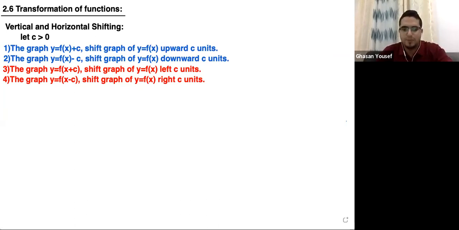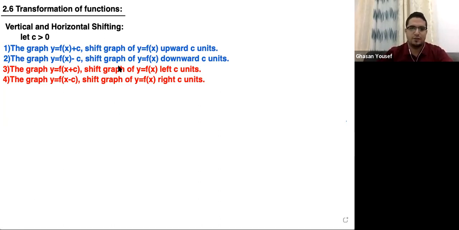I also reviewed how we can graph the function f of x equals x squared, and f of x equals x cubed, and also the root functions, like the square root of x and the third root of x. I also reviewed how we can graph f of x equals the absolute value of x, and f of x equals 1 over x and 1 over x squared. And I gave you the definition here for vertical and horizontal shifting.